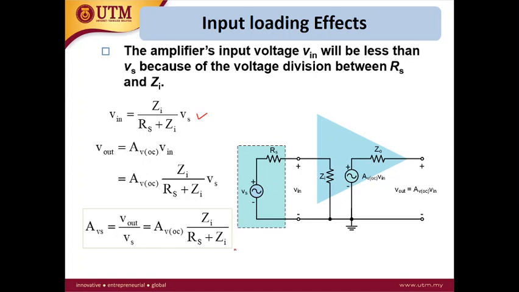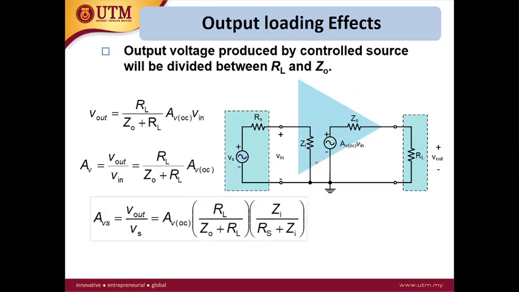So the gain of the amplifier will depend on your definition. We have many definitions of the gain. Let's say the gain AV is equal to V out over V in, or it can be V out over Vs. So there are many possible gains. Make sure you know the definition of the gain that you want to analyze before you do the analysis.